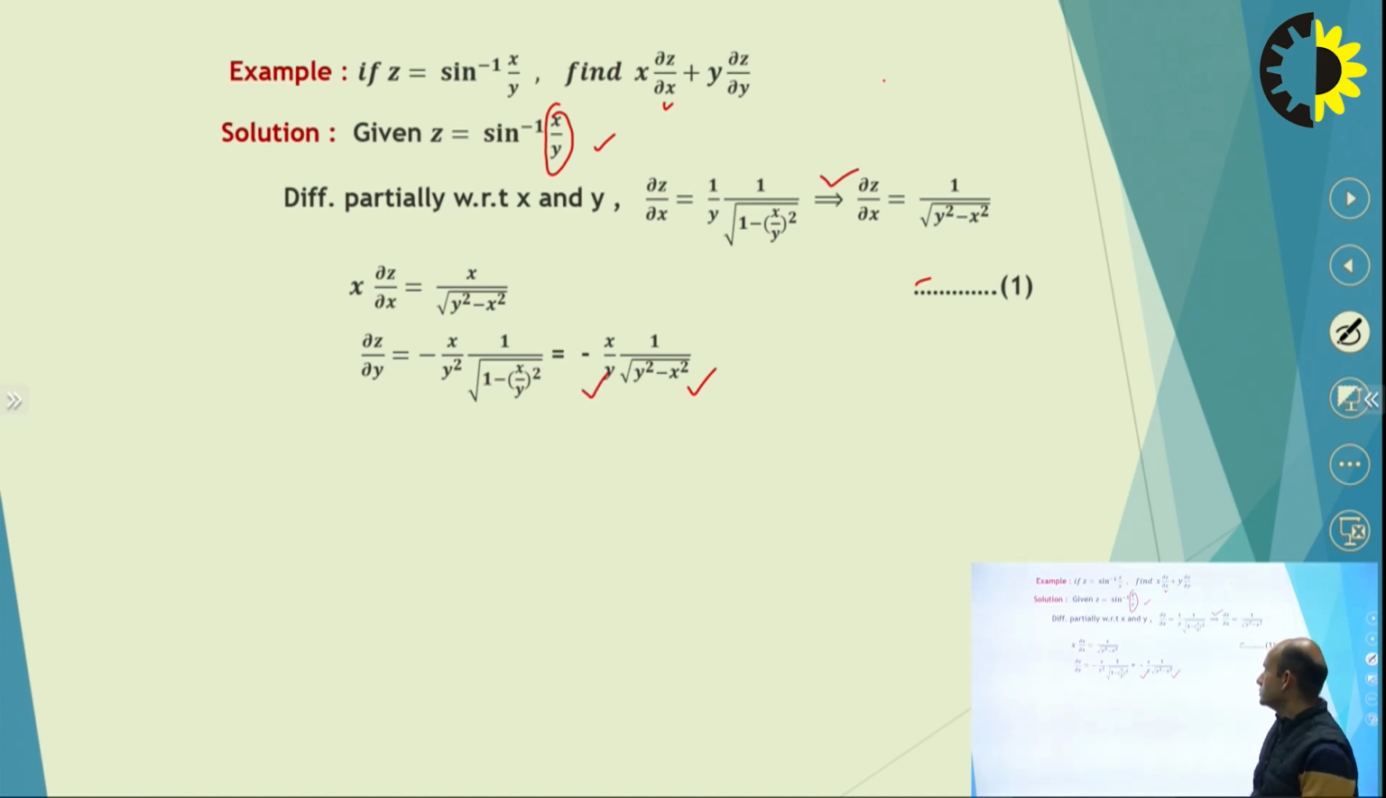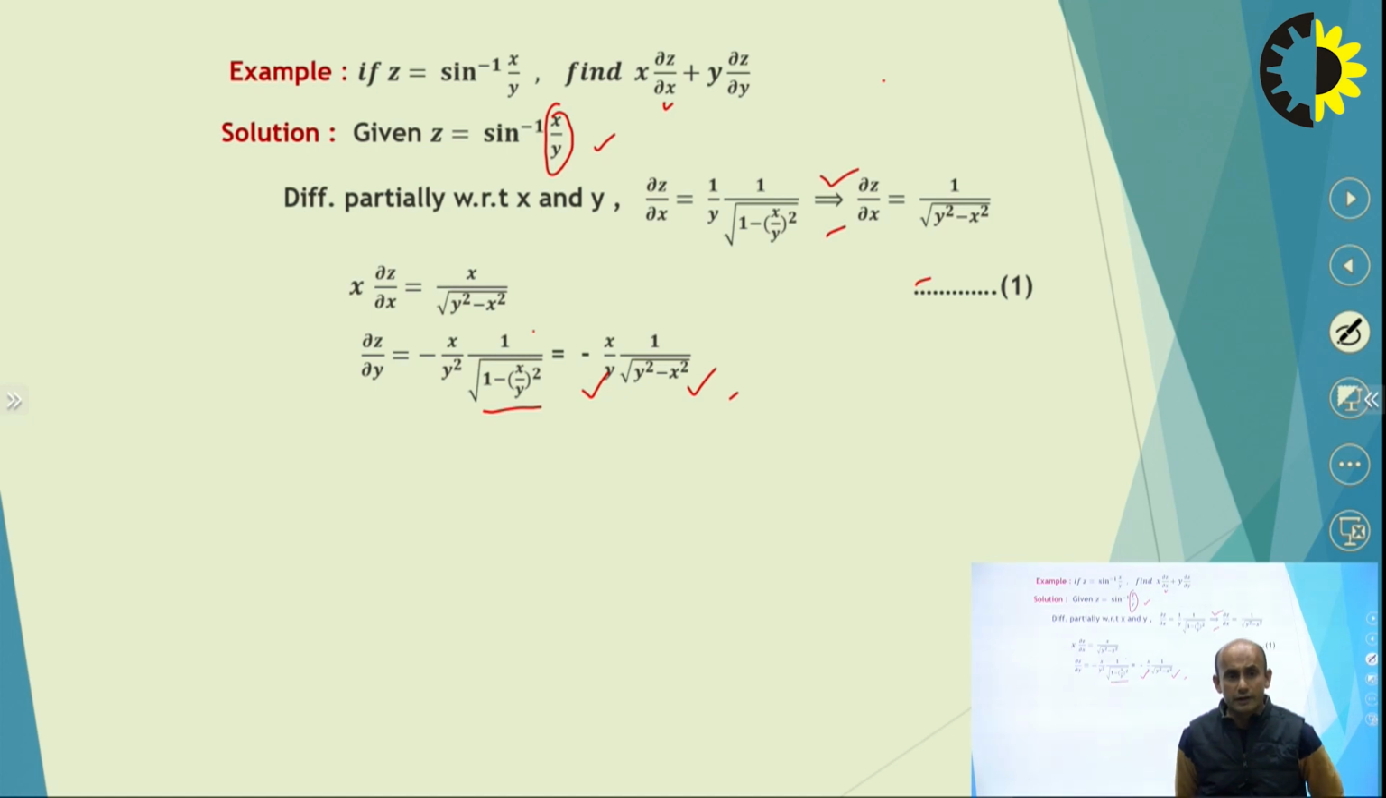So if we are differentiating z with respect to y, then we have 1 upon root of 1 minus x upon y whole square. Then we have to differentiate x upon y with respect to y, which is minus x upon y square. So after simplification, we get the values of del z upon del x and del z upon del y.